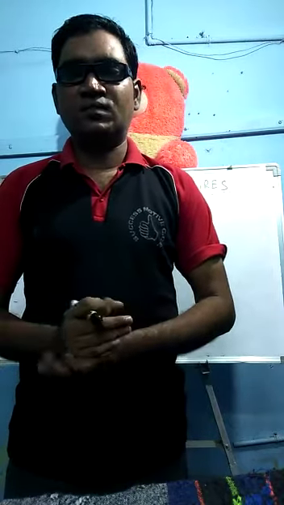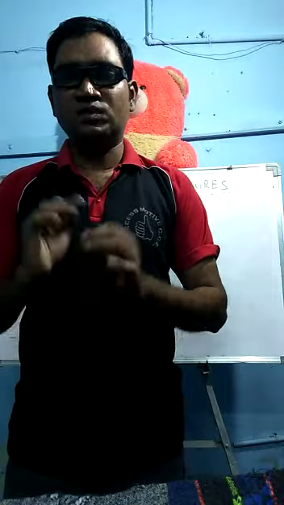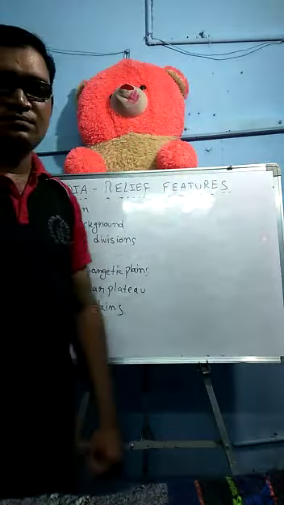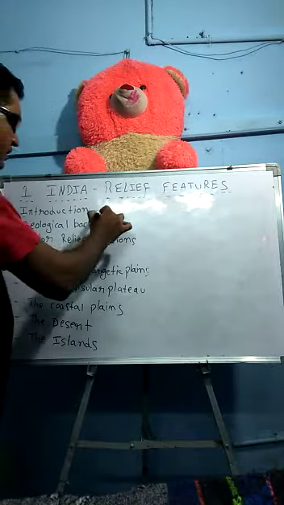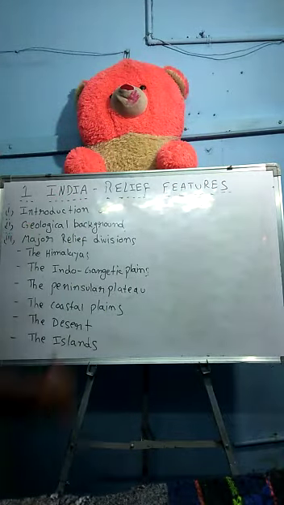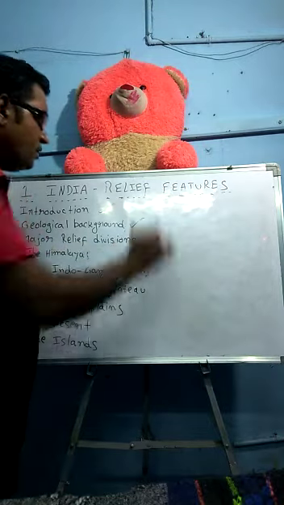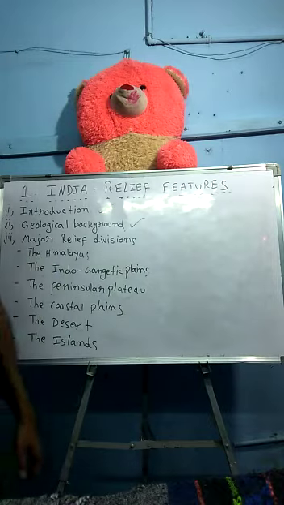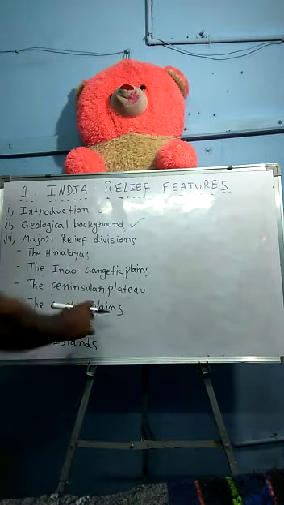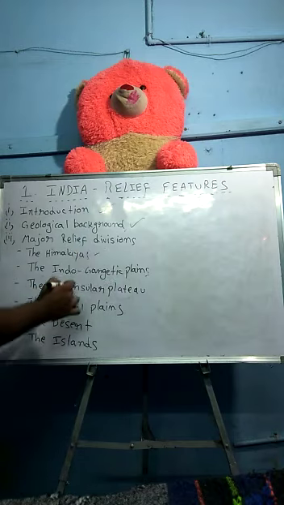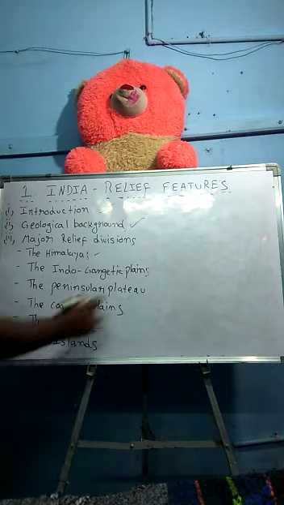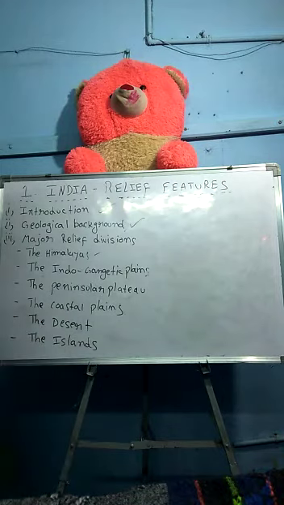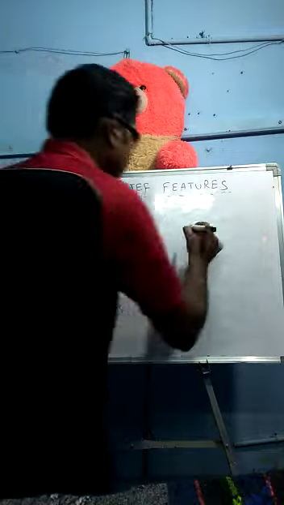Last class, I started 10th class social lesson number 1, India relief features. The introduction part and the geological background are completed. Today's topic is major relief divisions of India. It has 6 divisions: Himalayas, Indo-Gangetic Plains, Peninsular Plateau, coastal plains, deserts, and islands. I will show all the details on the map.